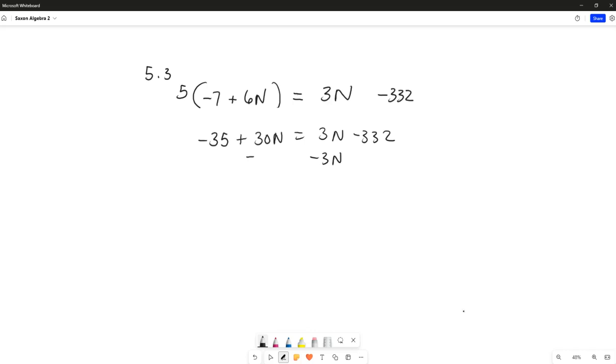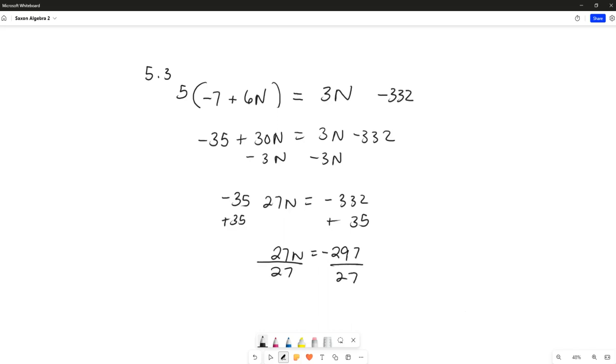Bring the variable to one side. It's going to be 27n. Going to add 35 to both sides so I can get the constants on one side. Divide by the coefficient. And the number is negative 11.